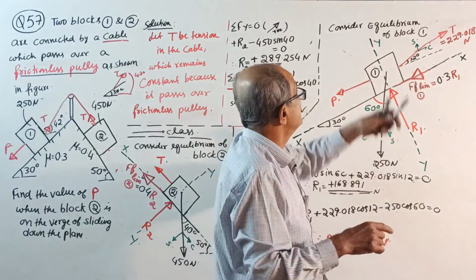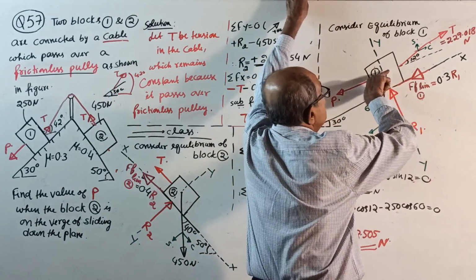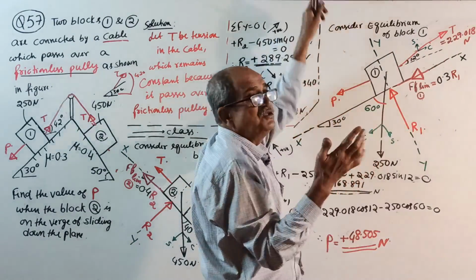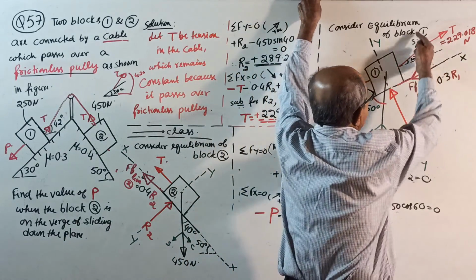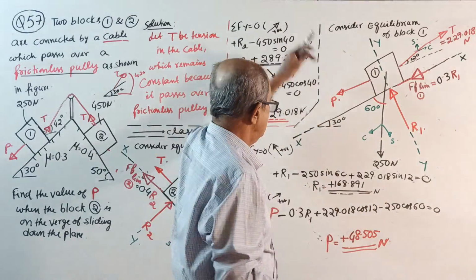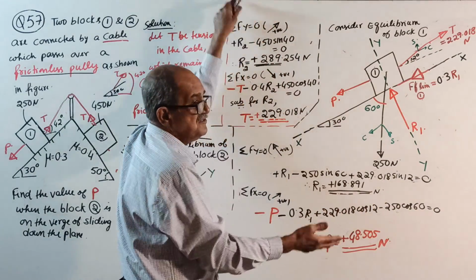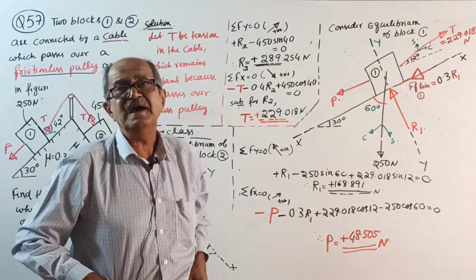See, in the last question there was no 12 degrees. T was along the plane, so no resolution was required. This time, with respect to 12 degrees, cos and sine. Okay, question is over. In case any calculation mistake is there, correct it.